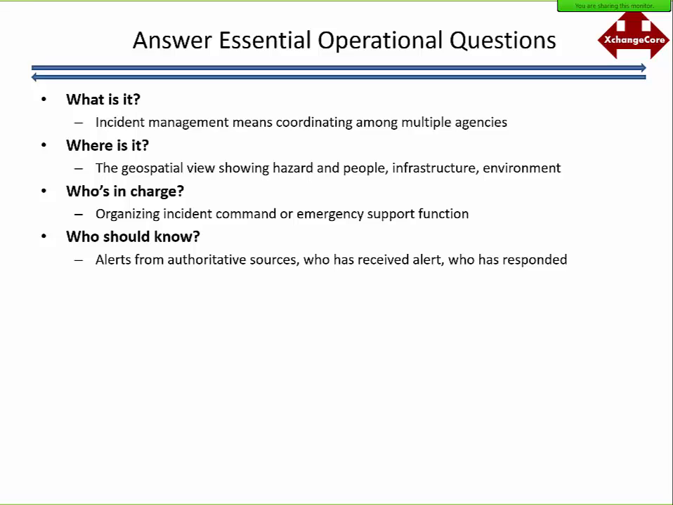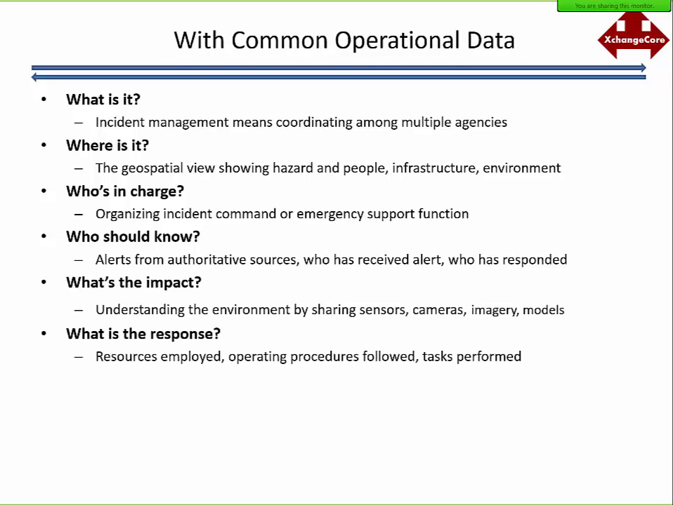Who's in charge? My command structure or emergency support function. Who's going to be running this emergency? And who should know? Where are those alerts from authoritative sources, knowing who has received the alert and who's responded to that alert? What's the impact? How do I understand the environment around this incident right now? By sharing sensor information or cameras or imagery or models of what the future impact would be.